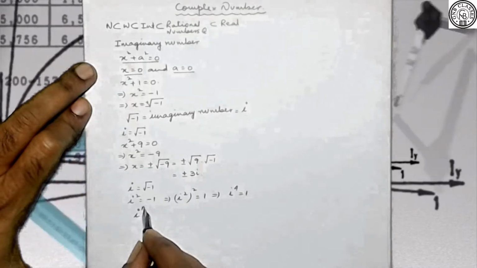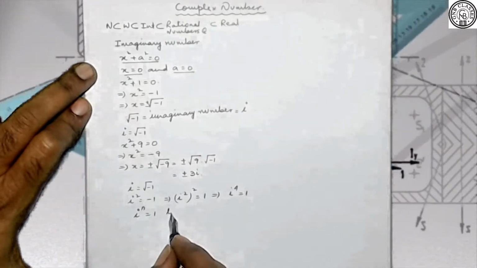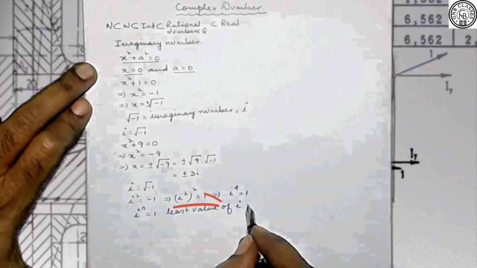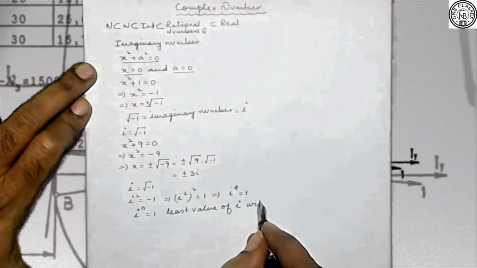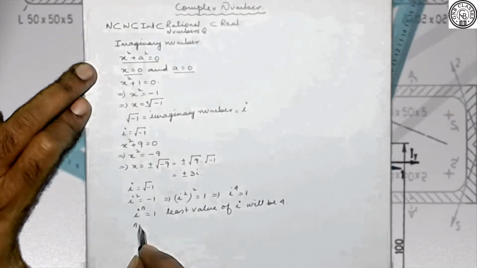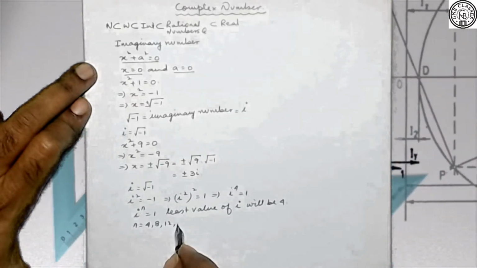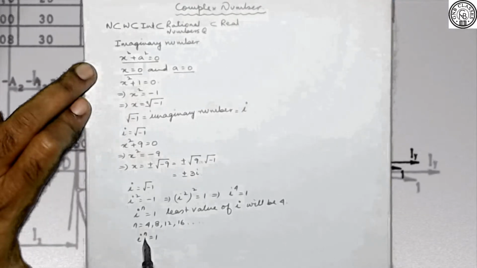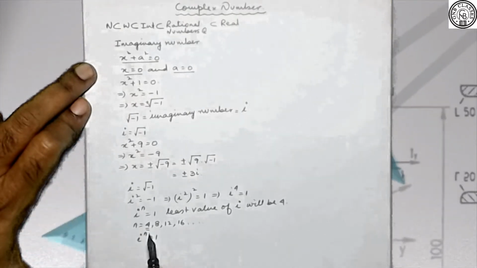Therefore, if I tell you iota to the power n is 1, the least value of n will be 4. Remember, here we are talking about the positive integral value of n, not the negative integral value of n. The least positive integral value of n for which iota to the power n will be equal to 1 is 4. If n is 4 or 8 or 12 or 16, every time your iota to the power n will give you 1. But the least value of n for which iota to the power n is 1 is 4.